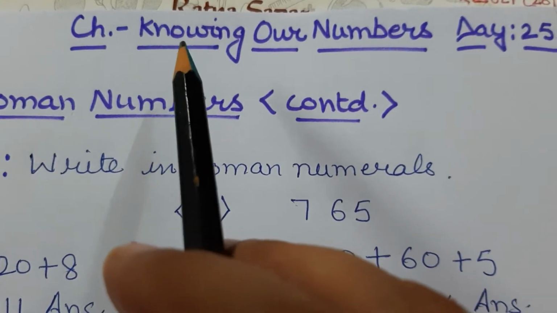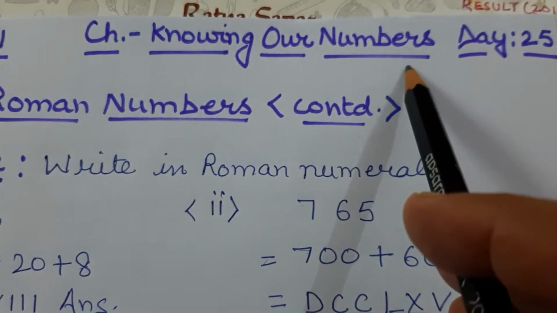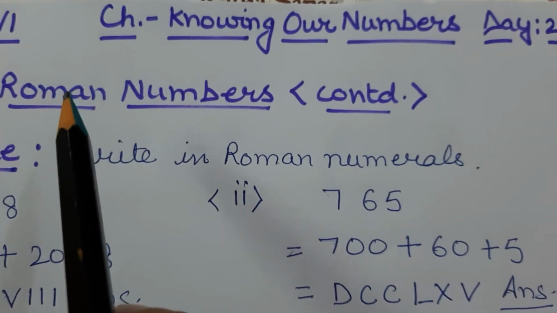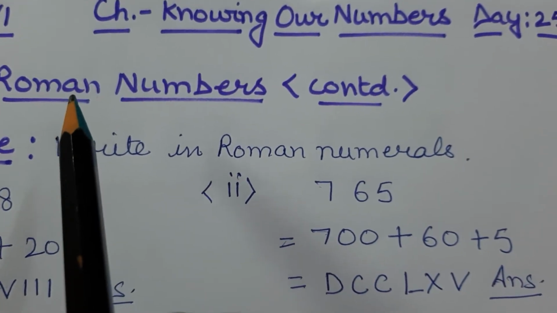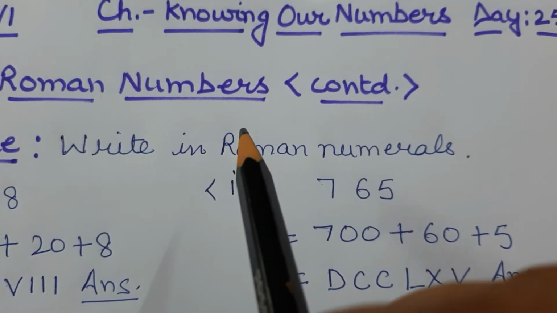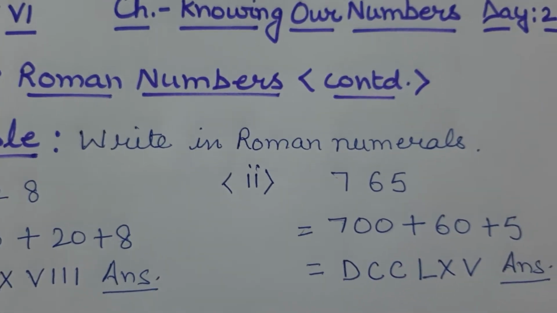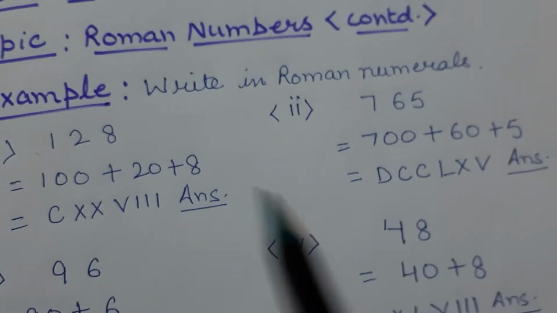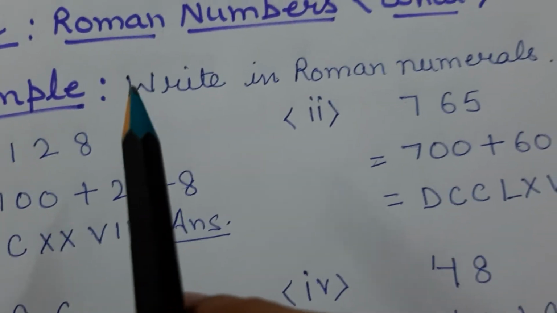So students, as you know, we are doing knowing our numbers. The last topic of this chapter is Roman numbers. Today we will continue this topic and do some more examples.